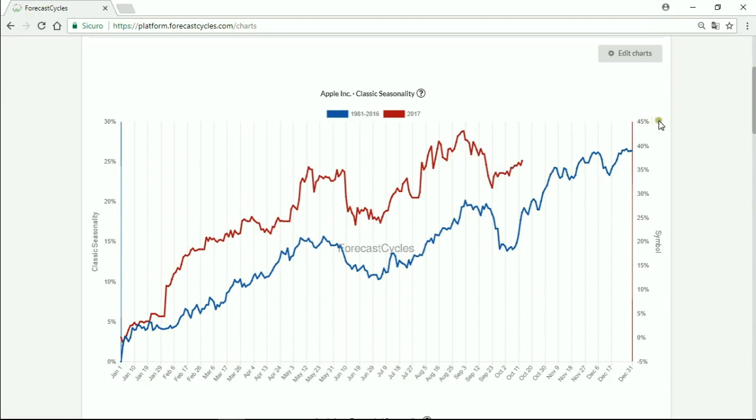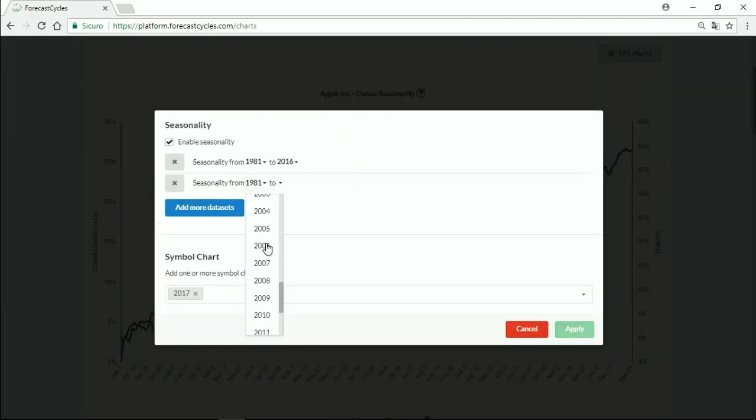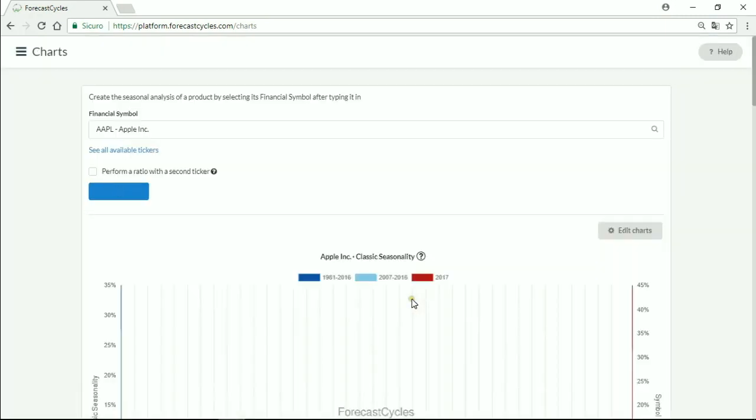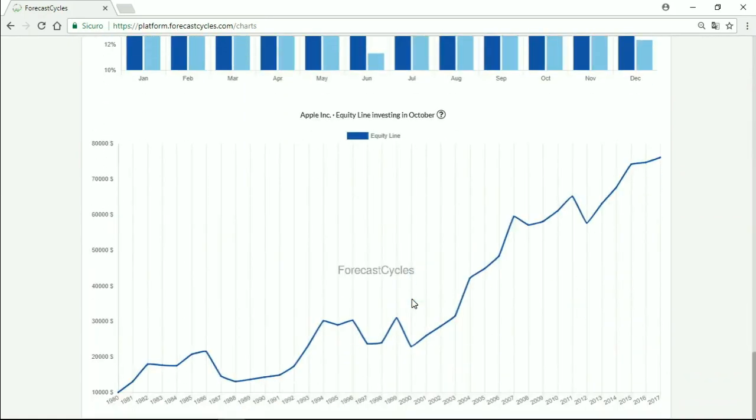It's possible to add other seasonality and performance lines by clicking the Edit Chart button. Now I'm adding the seasonality of the last 10 years, so from 2007 to 2016. I click Apply and the platform will add the new line and histograms in all the following charts excluding the last one.